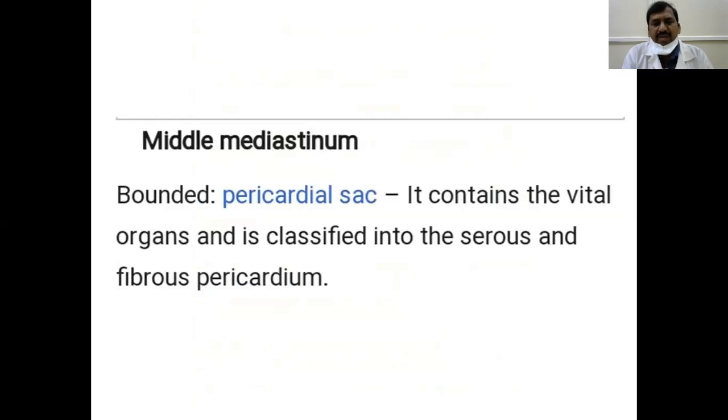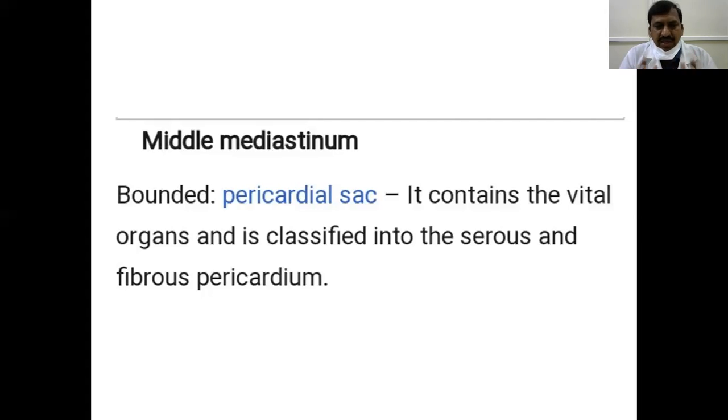Next, coming to the middle mediastinum. This is a very important part, because this is the area that provides accommodation to the heart, the pericardium, and the roots of the great vessels.